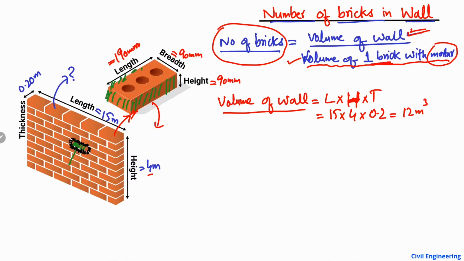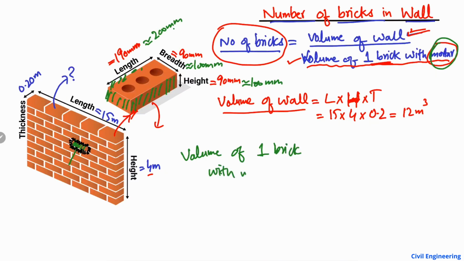With the help of this mortar, the dimension changes to 200 millimeter. We assume that there is 10 millimeter of mortar on each brick. So the length changes to 200 millimeter, the width changes to 100 millimeter, and the height also changes to 100 millimeter. So this green is with the mortar, these green dimensions, while the red ones were without any mortar. So we can find the volume of one brick with mortar.